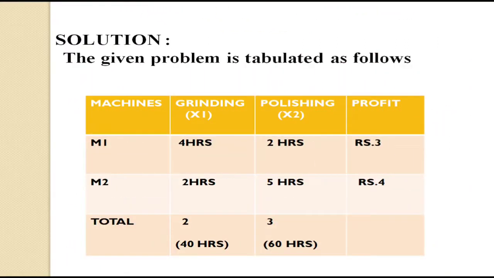The solution. The given problem is tabulated. Machines M1 and M2. Grinding is 4 hours for the M1 model and 2 hours for the M2 model. Polishing is 2 hours for the M1 model and 5 hours for the M2 model. The profit of the M1 model is rupees 3 and of the M2 model is rupees 4. Grinding per week is 40 hours and polishing per week is 60 hours.